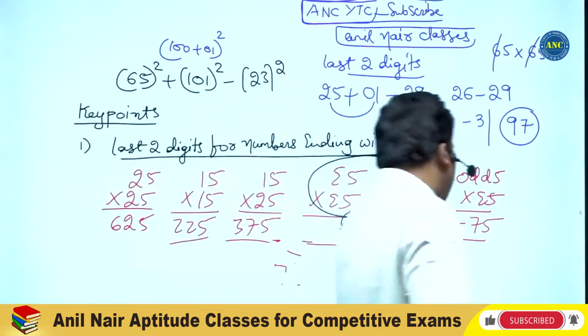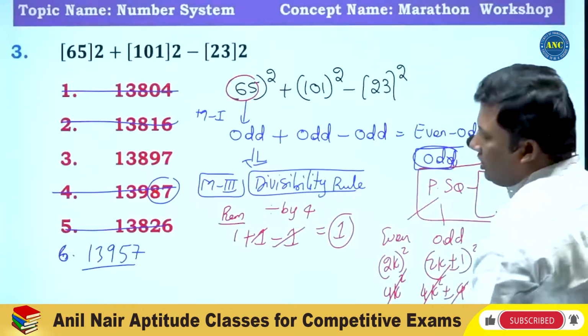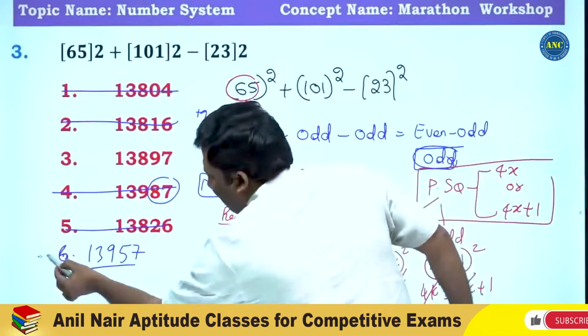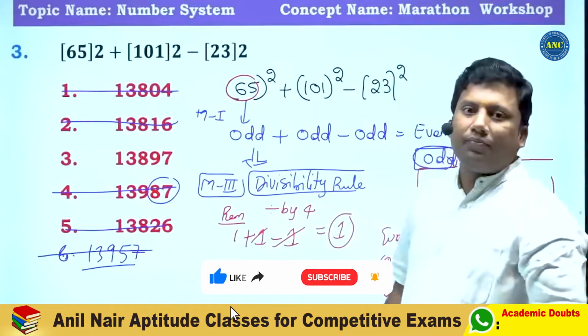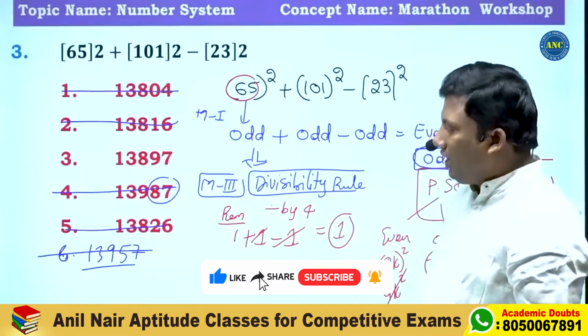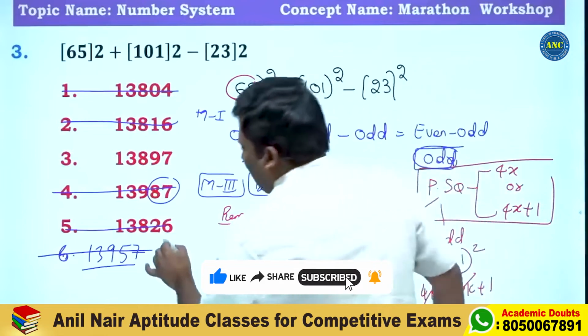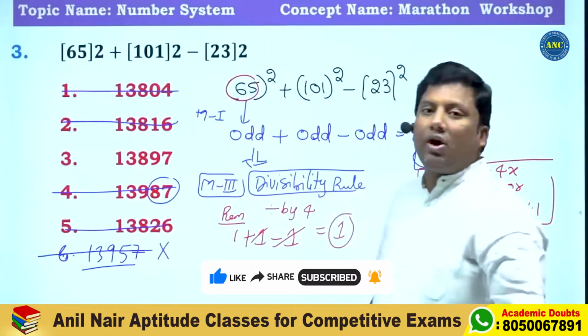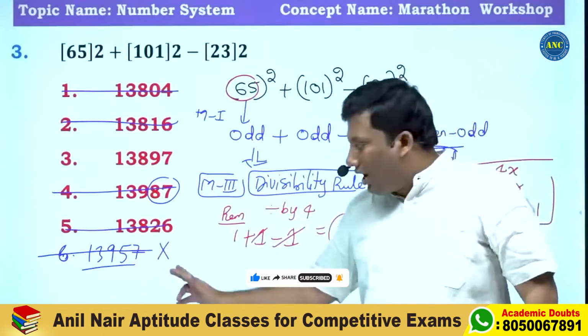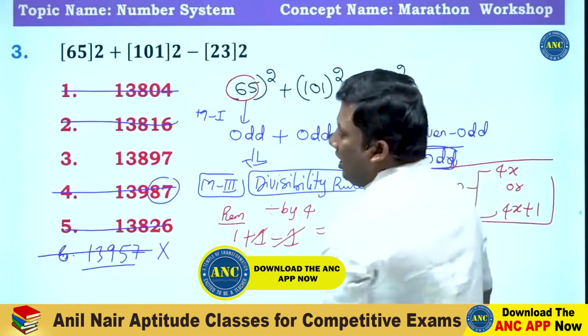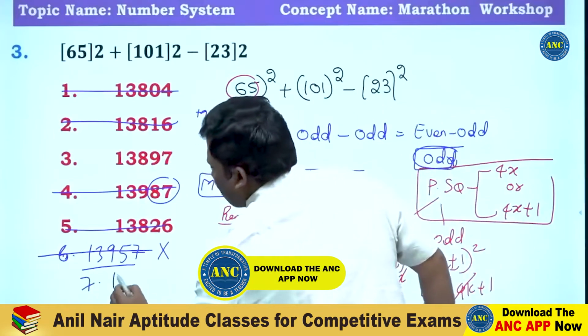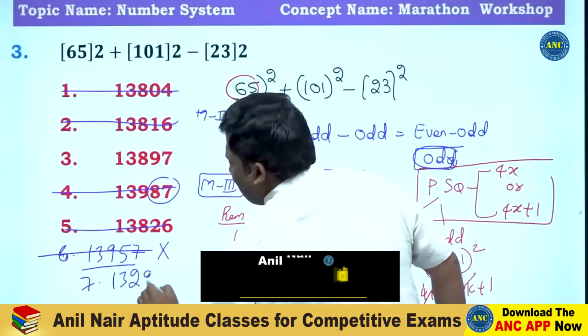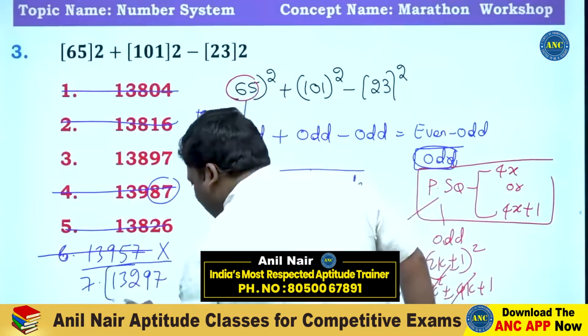Let me go back. Where the last two digits is 97, if it is 13957, this answer will not be right, because the last two digits are not matching. Hey Anil sir, I have a question. What if the answer is 13297? Good.